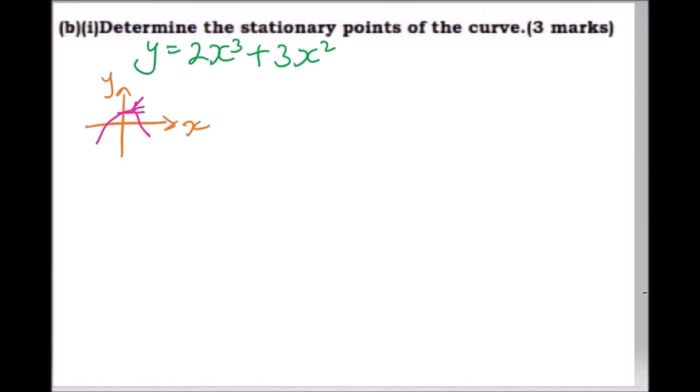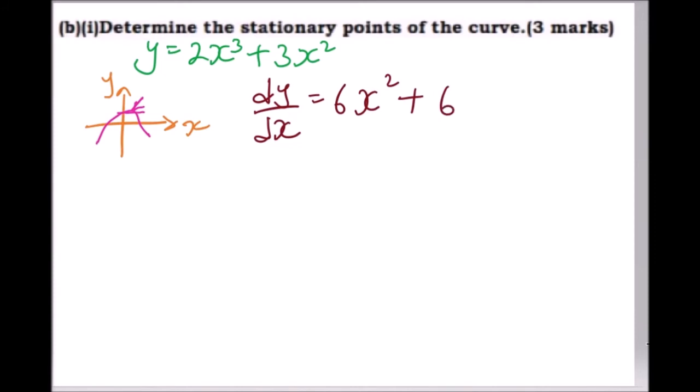This means we can get the gradient by differentiating: dy over dx equals 2 times 3, that will give us 6x squared. We subtract 1 from the index 3, and we multiply 2 times 3, that will give us 6.